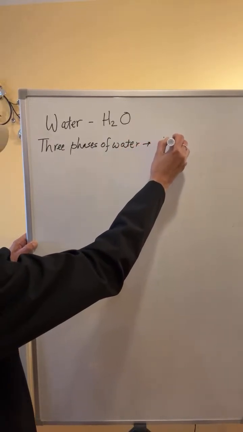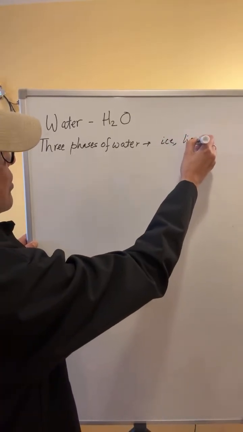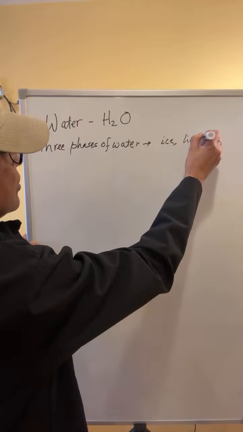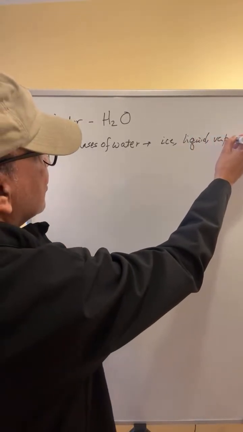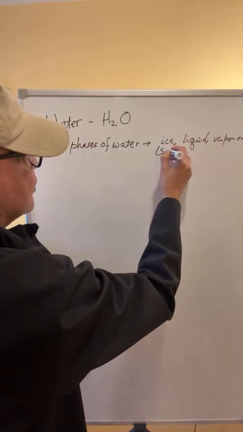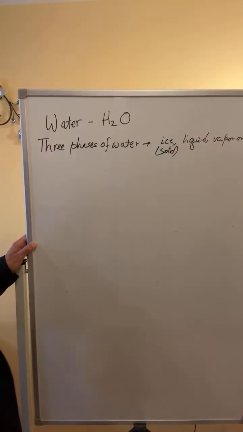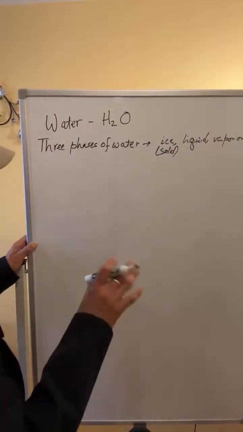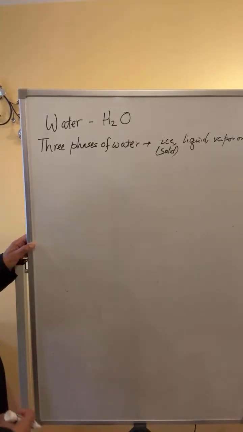ice, liquid, and vapor or gas. So ice is the solid phase, of course. Water can easily transfer from one phase to another phase. How does it happen, you ask me?